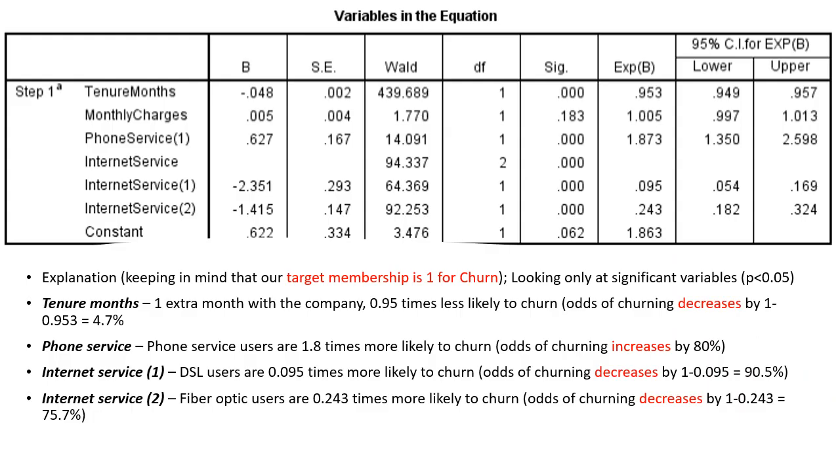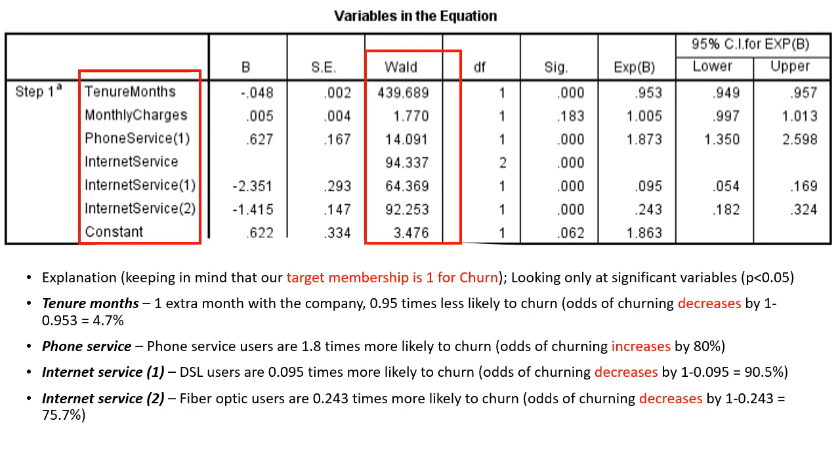Right, to move on, I want you to look at some of the variables in the equation. So as I mentioned to you, I want you to look into the variables, and then I want you to look into the Wald statistics, and of course the significance, and then the exponential B. So there are some explanation for you to look at. Keeping in mind that our target membership is 1 for churn, and we're only going to be looking at the significant variables, which means that we are only going to be looking at tenure months. We're not looking at monthly charges because it is insignificant, as you can see here. We're going to be looking at phone service, internet service 1 and 2, and that's it.